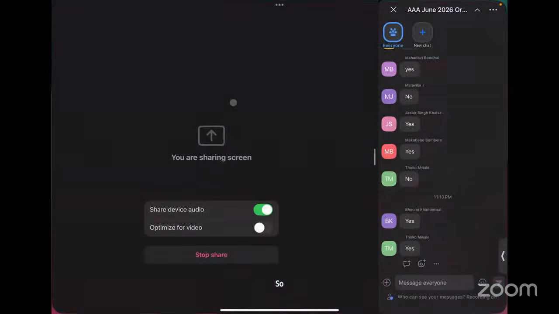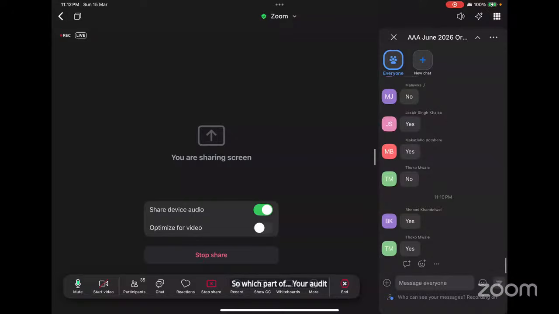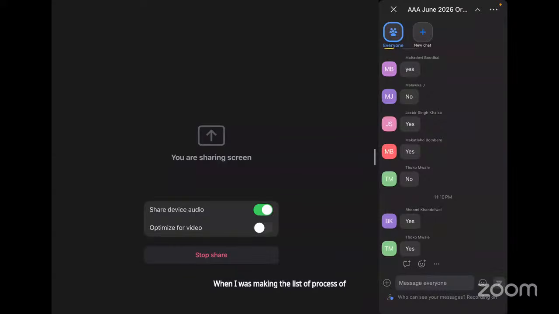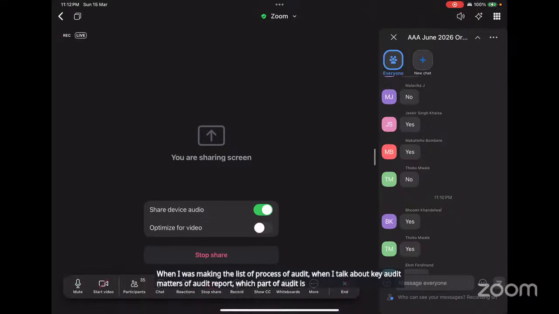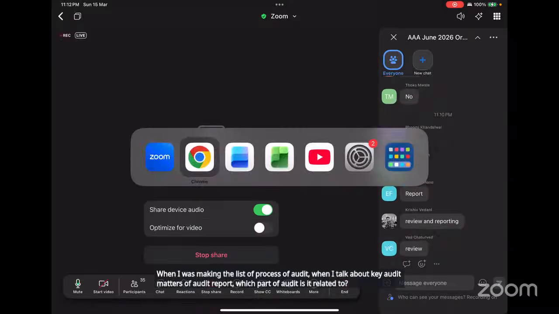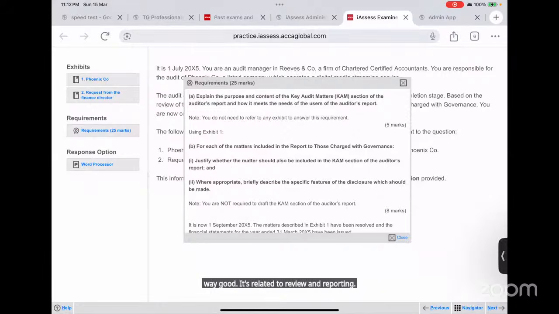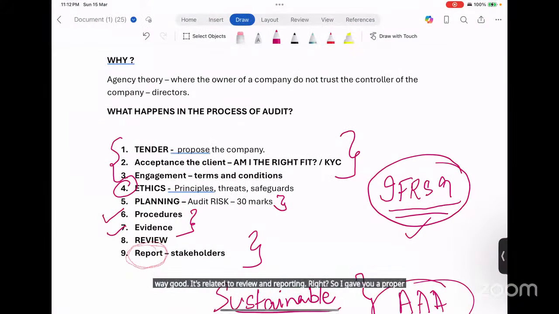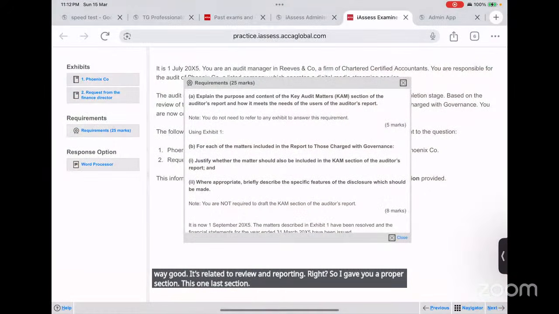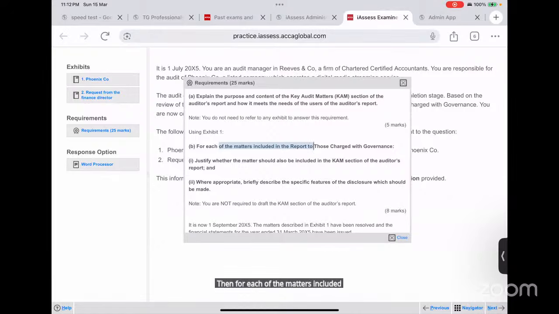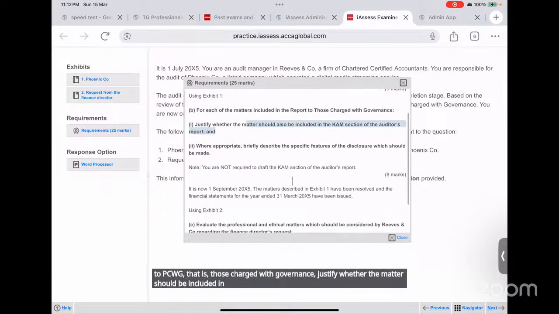So which part of your audit process is this question related to? When I was making the list of the process of audit, when I talk about key audit matters of audit report, which part of audit is it related to? Very good. It's related to review and reporting, right? So I gave you a proper section. This one, last section, 9th, it's the reporting section. Then for each of the matters included in the report to TCWG, that is those charged with governance, justify whether the matter should be included in the KAM. So this is again related to reporting.